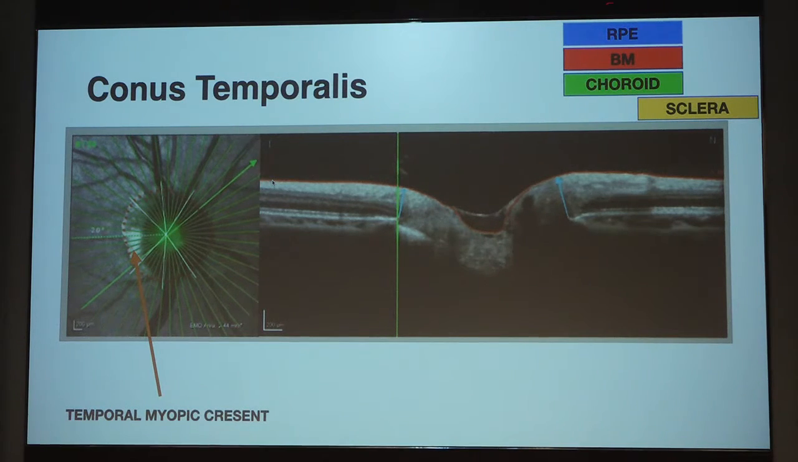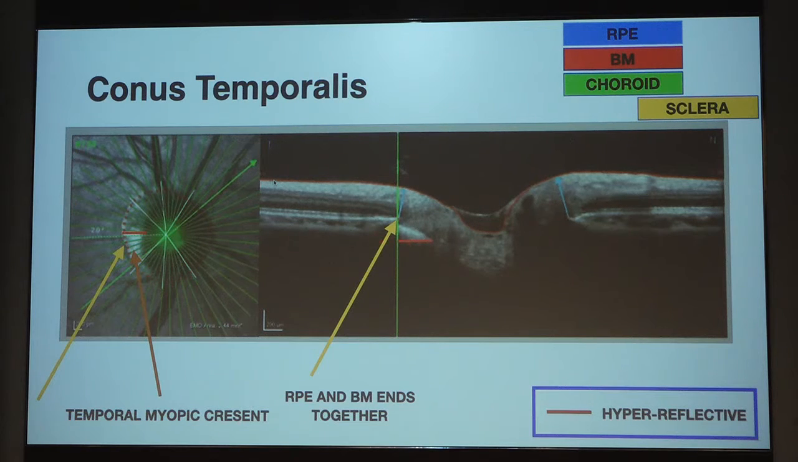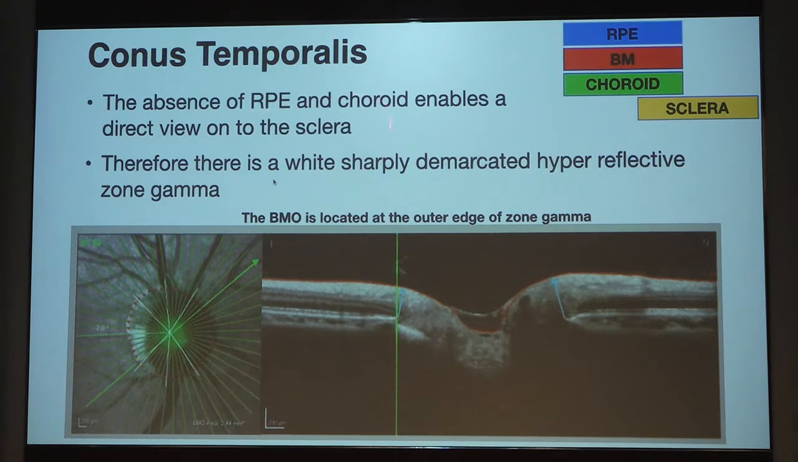In conus temporalis, RPE, Bruch's membrane, and choroid end here, and the sclera continues. So in conus temporalis, you can see the sclera alone continuing. So this is what we see like a temporal myopic crescent here, and that is the RPE and Bruch's membrane end together at this point, and then the hyperreflectance is seen here. The absence of RPE and choroid in this area enables a direct view on the sclera, and therefore a white sharp demarcated hyperreflective zone gamma. So this is the zone gamma where there is no RPE, no Bruch's membrane and no choroid. This is the gamma zone. So this is conus temporalis.